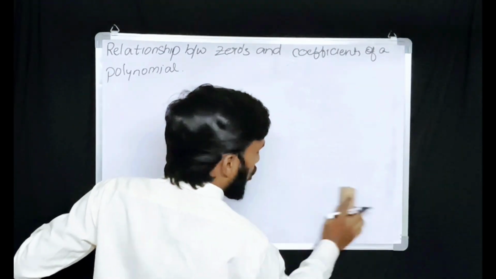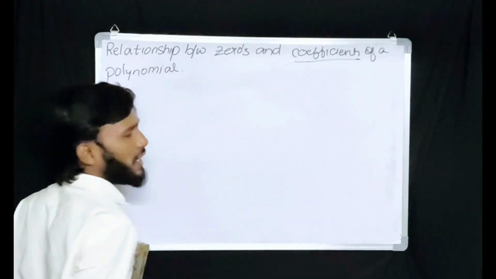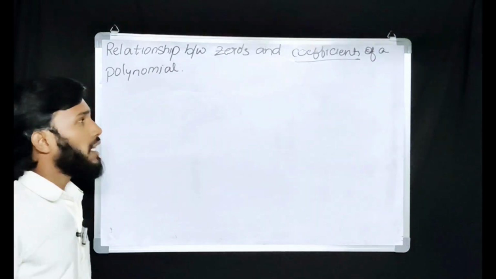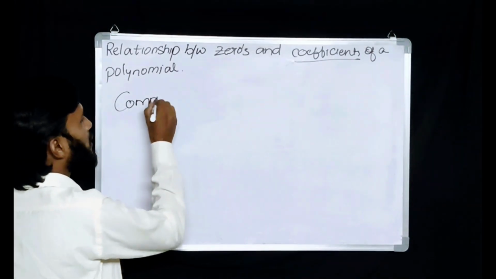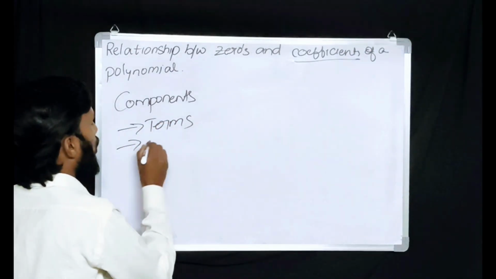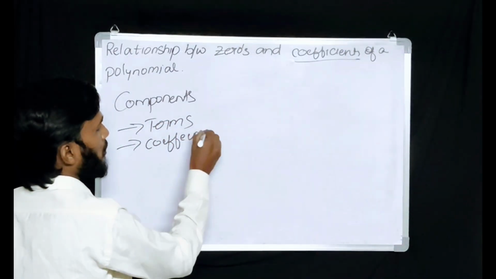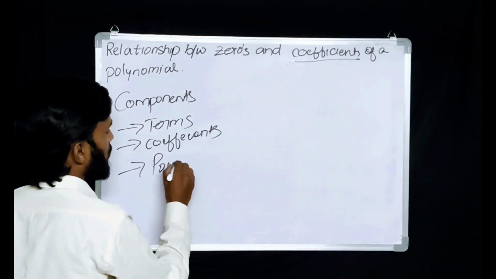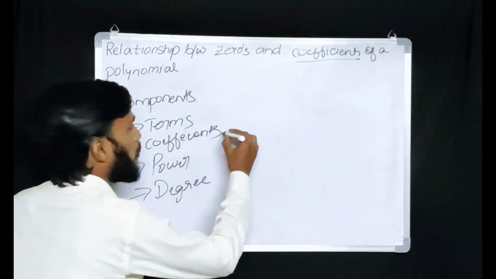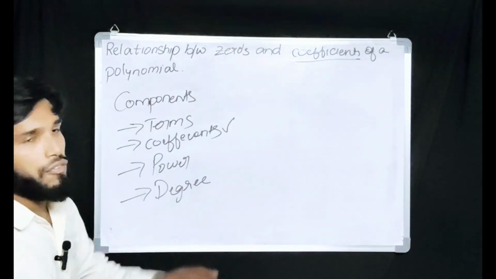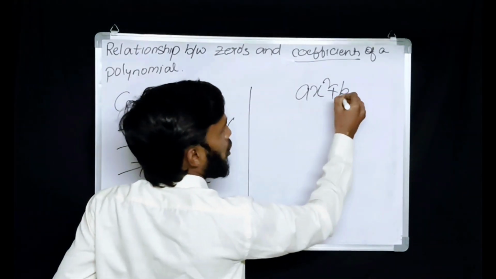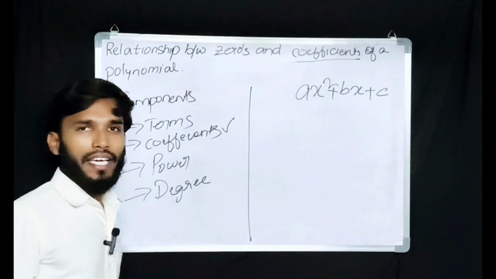Now, this is about zeros of a polynomial. Now come to coefficients. What are coefficients? In the second video of this polynomial series, we learned about the components of a polynomial: terms, coefficients, power, degree. This all we learned. Now, today we are going to revise coefficients of a polynomial again. For example, take the general form of the quadratic polynomial ax square plus bx plus c.